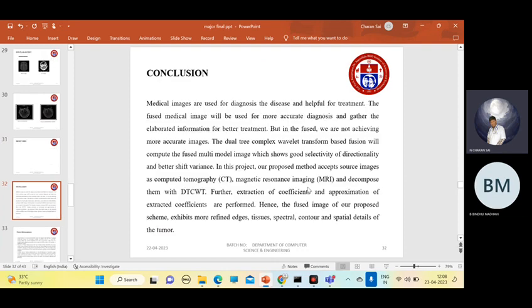In the final conclusion, medical images are used for diagnosis of diseases and are helpful for treatment. The dual tree complex wavelet transform based fusion will compute the fused multimodal image, which shows good selectivity and directionality and better shift variance. We take the magnetic resonance image and decompose it with DTCWT, which means dual tree complex wavelet transform, and feature extraction of coefficients and approximation of extracted coefficients are performed. And hence the fused image of our proposed scheme exhibits more defined edges, tissues, spectral contour and spatial tissues and tumors.